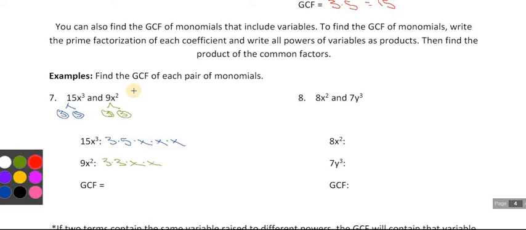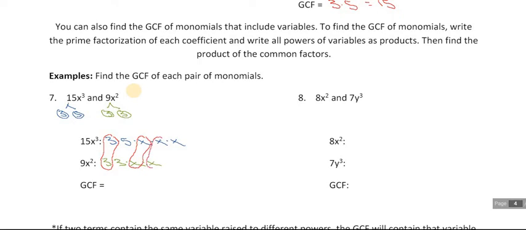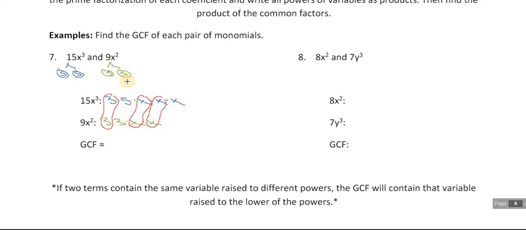So let's circle everything they share. They share a 3, they share an x, and they share another x. So the GCF here will be 3 times x times x, which is 3x squared. Okay, 1 for every pair.